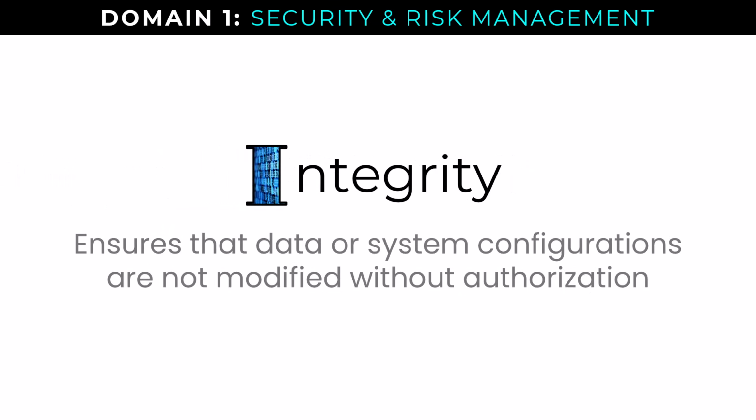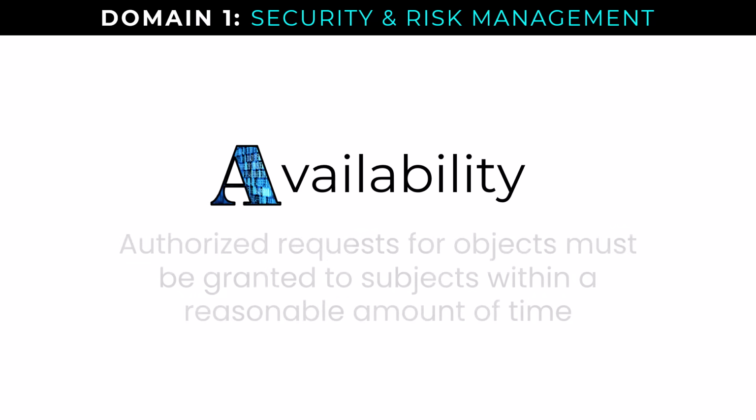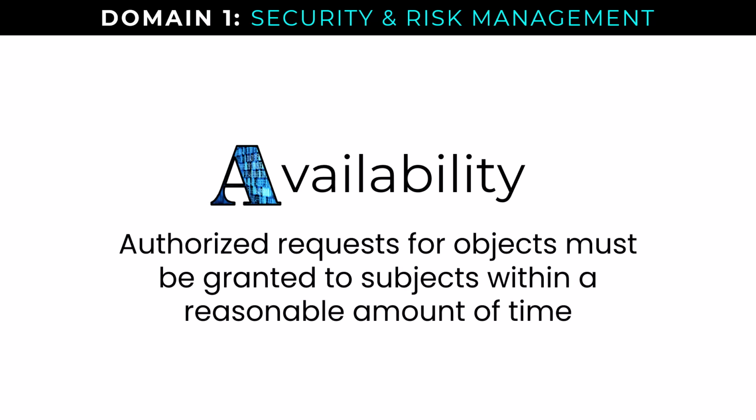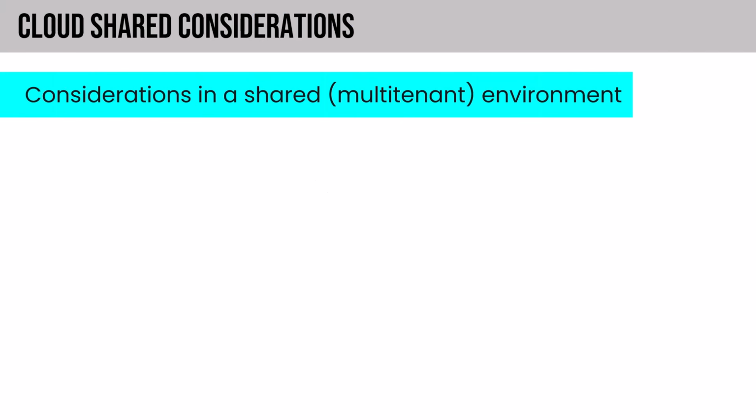Integrity ensures that the data or system configurations are not modified without authorization. And availability. Authorized requests for objects must be granted to subjects within a reasonable amount of time. If we don't have availability, all of our security is for naught. Now we're going to get into cloud shared considerations. So considerations in a multi-tenant environment like the cloud. The first is interoperability.